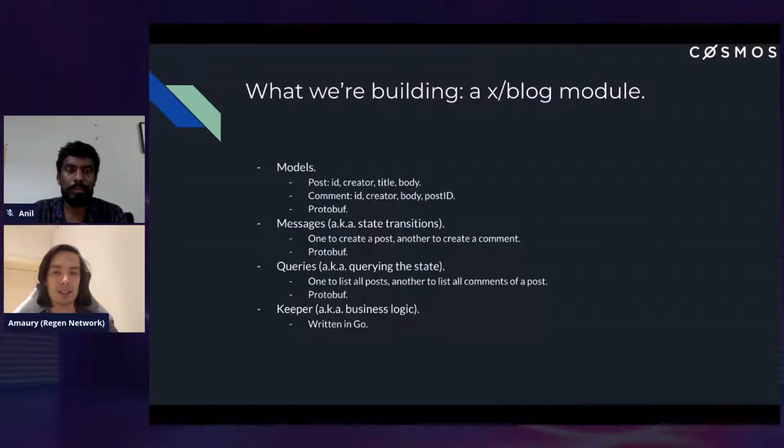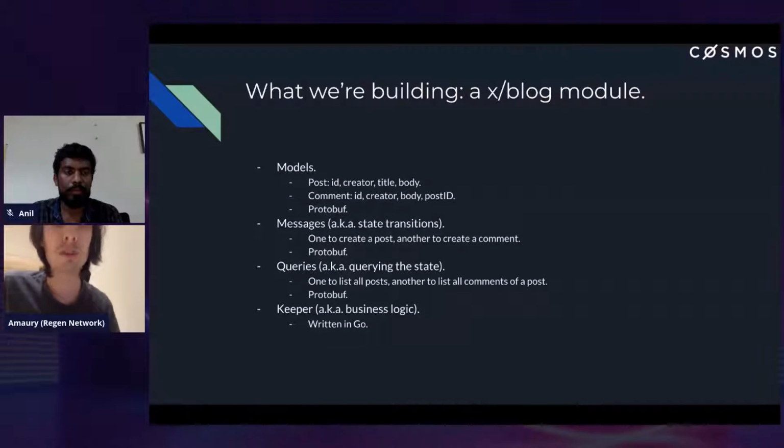And finally, the module has a keeper, aka the business logic. So when does a message go into the state, or when is it invalid? This keeper logic is written in Go, and we'll write a bit of logic related to that. I hope the blog module is simple enough so that you can follow along and code with me, and follow my live coding when I write this.